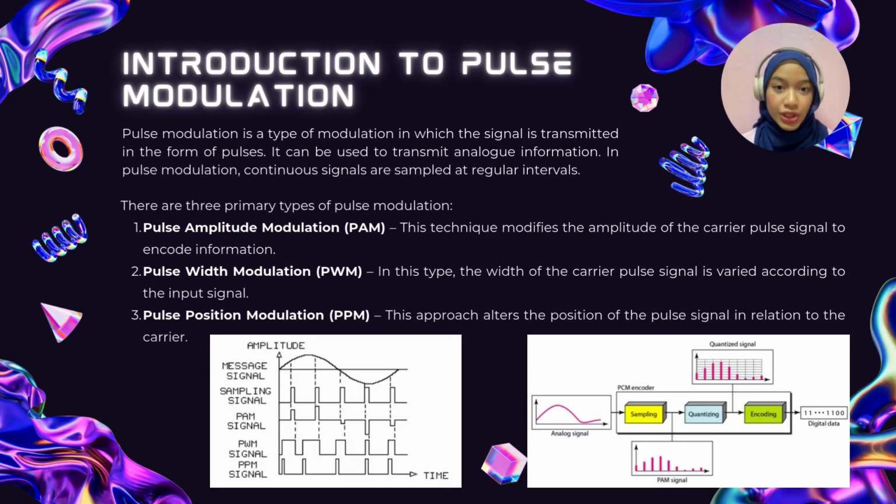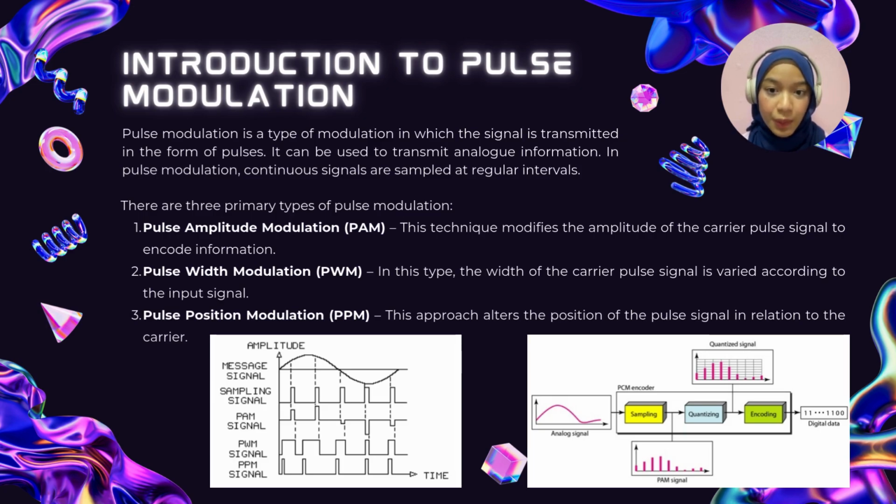Let's start with introduction to pulse modulation. Pulse modulation is a type of modulation in which the signal is transmitted in the form of pulses. It can be used to transmit analog information. In pulse modulation, continuous signals are sampled at regular intervals. These are the three primary types of pulse modulation.